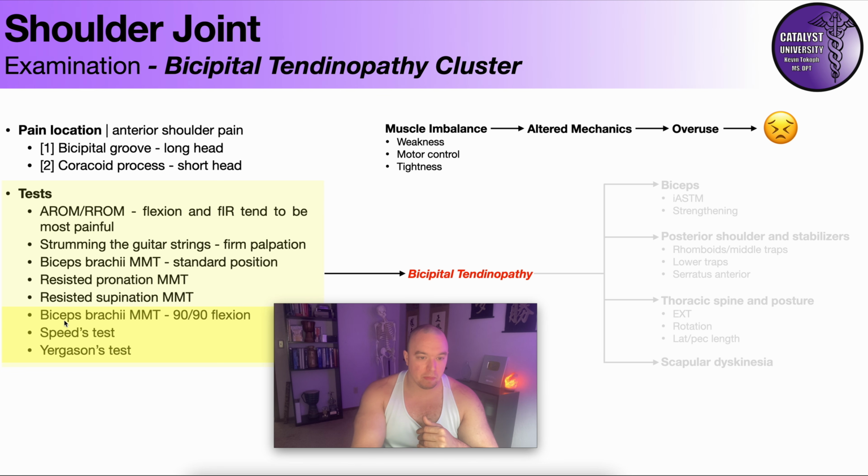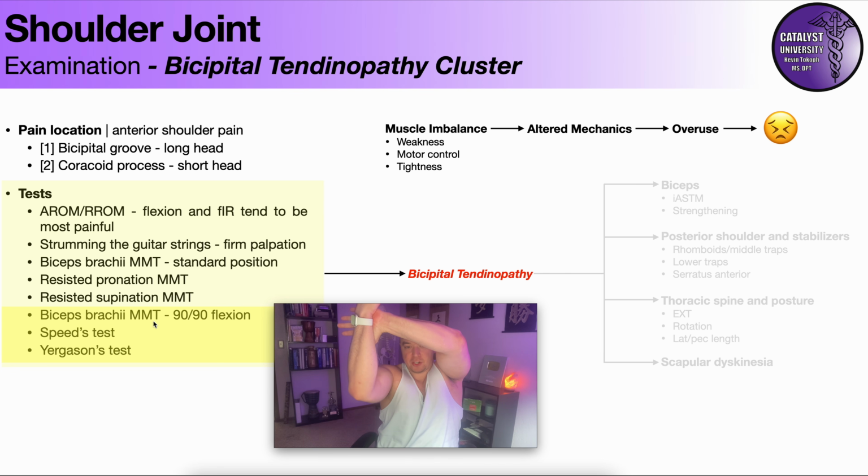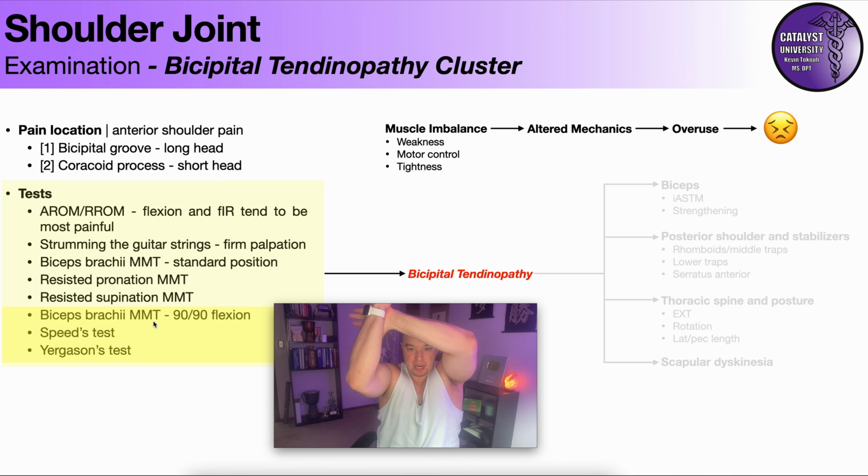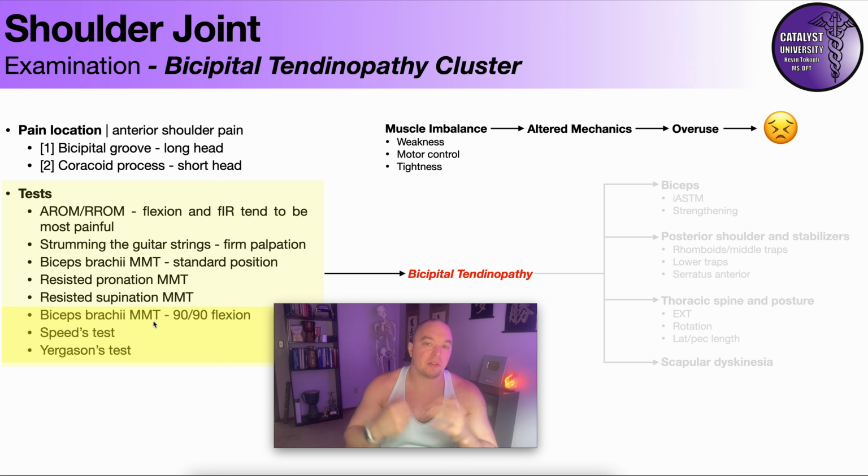One of the other ones is a biceps brachii MMT, but do it at 90-90 flexion. So rather than doing it in the standard position, you have the patient's arm up here, and you say resist elbow flexion. If it's not provocative here, you might try it in this position, and a lot of times that one will be provocative. And if you've got all 5 of these positive, or most of them positive, especially strumming the guitar strings, you can be pretty sure that they've got a bicipital tendinopathy.